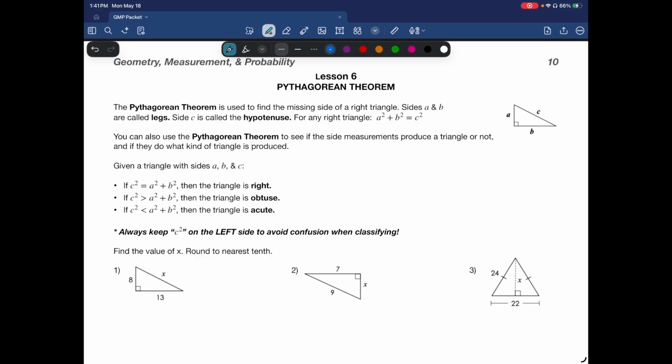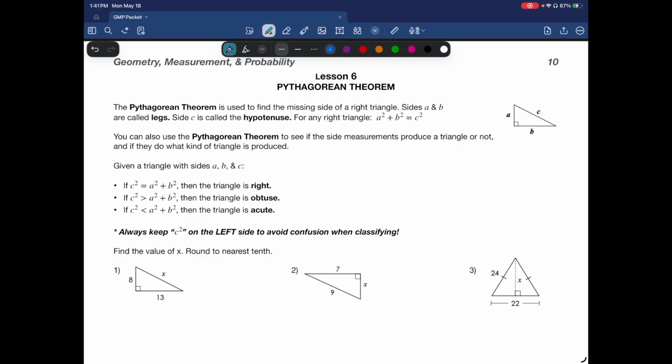the Pythagorean theorem only works for right triangles, meaning that if the Pythagorean theorem works, then you must have a right triangle. You can also use the Pythagorean theorem to see if the side measurements produce a triangle or not, and if they do, what kind is produced. So if a squared plus b squared equals c squared, then it is a right triangle. But what if c squared is greater than a squared plus b squared, or less than a squared plus b squared? Well, as you can see here, if c squared is equal to the sum, then it's right. If c squared is greater than the sum, it's obtuse. If it's less than the sum, it's acute.